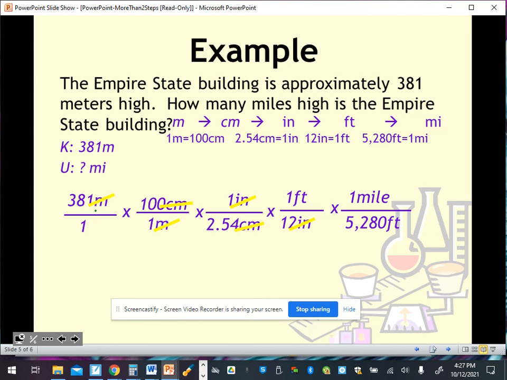So now this one is not quite as simple. Let me see if I have this. Okay. So you do have to be careful with your calculations here. What I would do is multiply all your numbers on the top. So I have 381 times 100. All right, so that should give you 38,100.